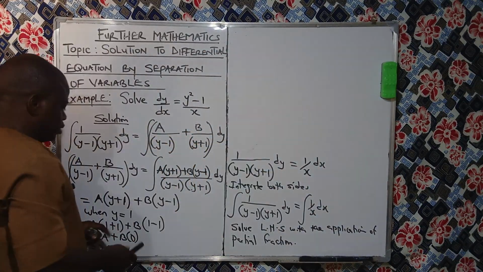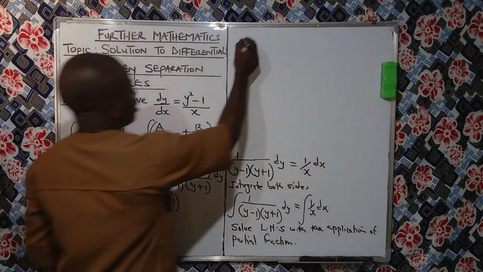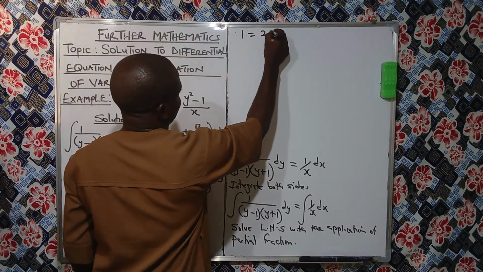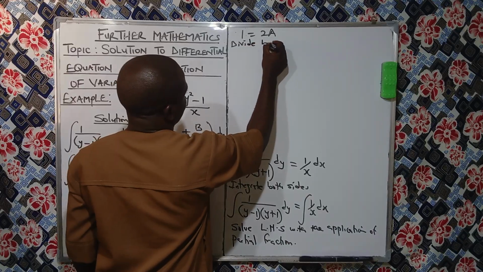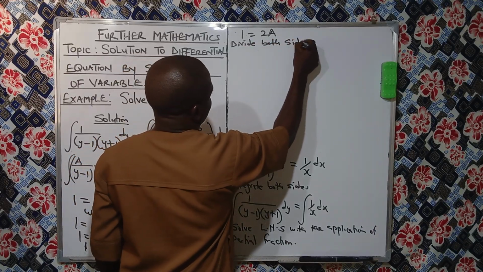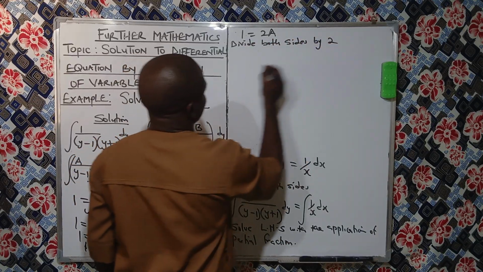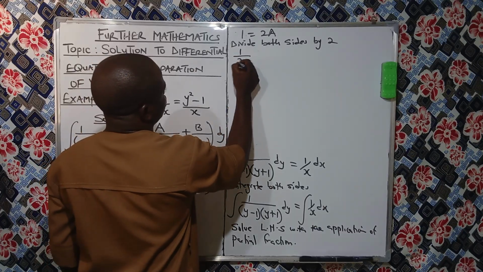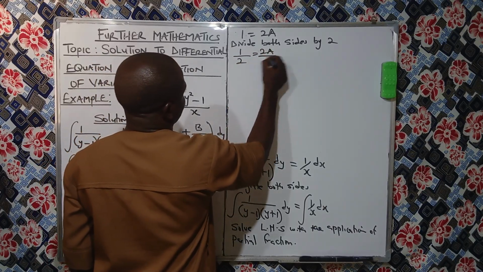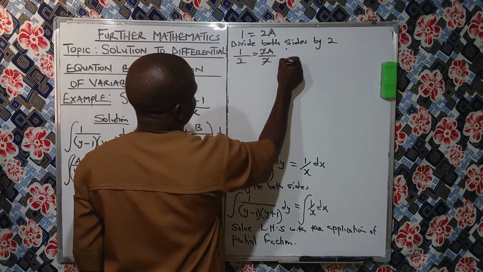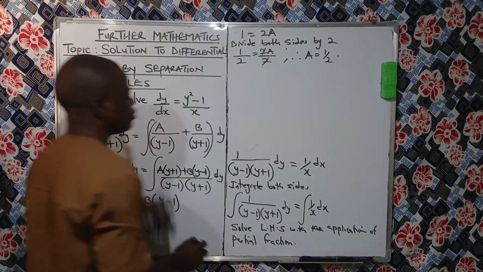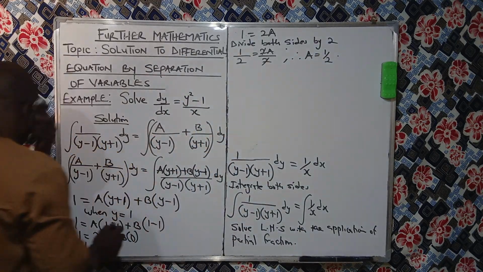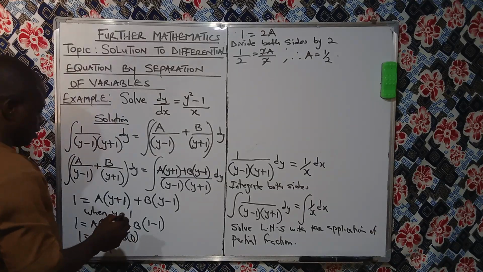Now what you do now is that you divide both sides by 2. 1 equals 2a, that's what we have. Divide both sides by 2. We're having 1 divided by 2 equals 2a divided by 2. 2 cancels 2. Therefore, our a equals half.